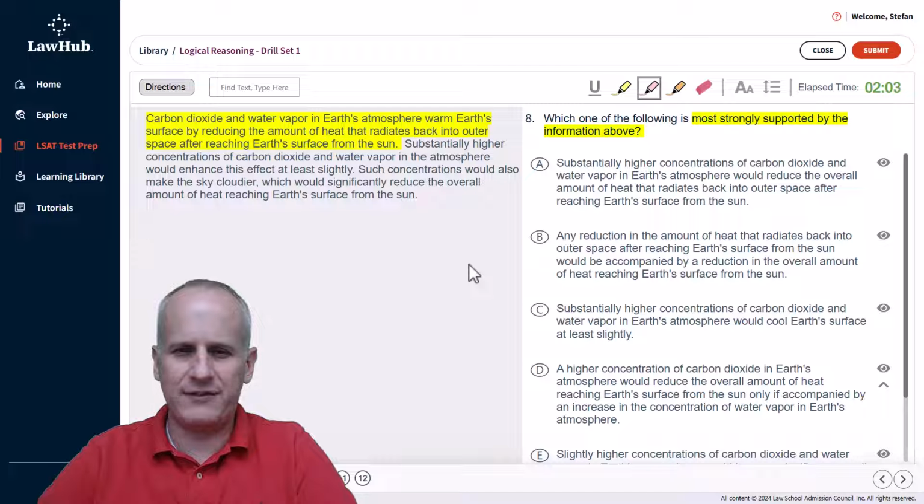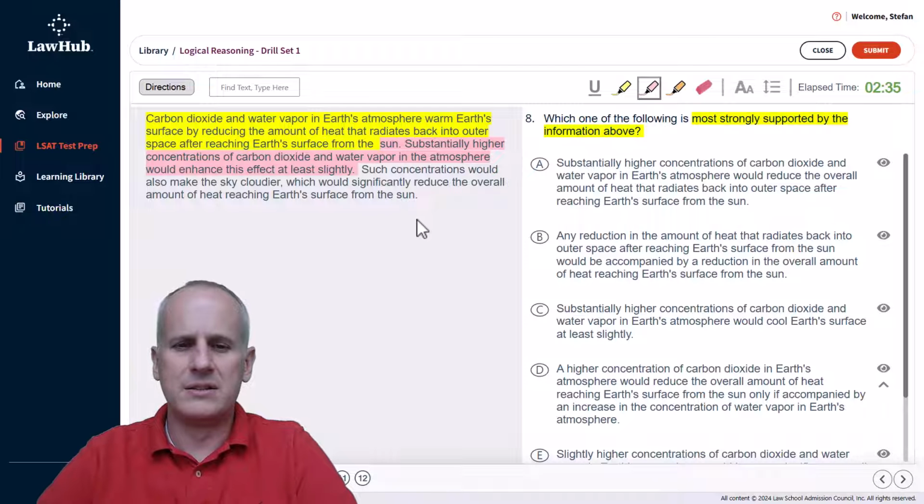Now I'm going to proactively change my highlighting tool color so that I can highlight the next fact and differentiate it visually. The next sentence states, substantially higher concentrations of carbon dioxide and water vapor in the atmosphere would enhance this effect at least slightly. So that means that if we've got higher concentrations of carbon dioxide and water vapor, then you're going to have even less heat radiating back out into outer space from the Earth's surface. You can see the pink overtook a little bit of the yellow. I'm probably not going to worry about that on the exam either. We just know that those are two separate statements.